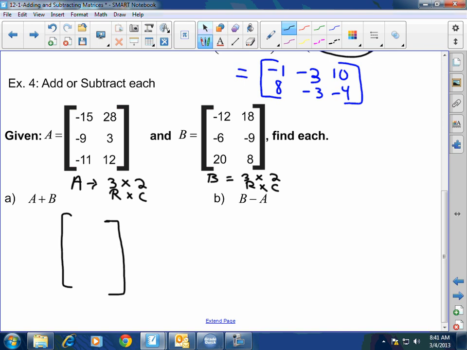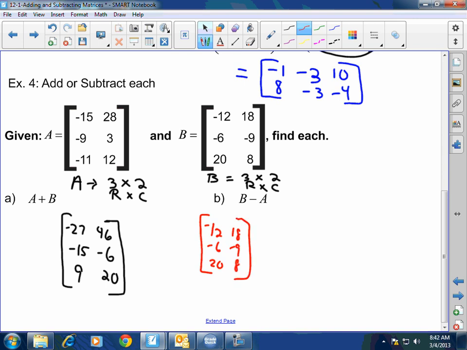So what do we got? Negative 27, yes. 46, yes. Negative 15, yes. Negative 6, awesome. Awesome. And 20, great. Now for B. Remember, we're doing B minus A. So we're doing negative 12, negative 6, 20, 18, negative 9, 8, minus negative 15, negative 9, negative 11, 28, 3, and 12. So what do I have to do here first?